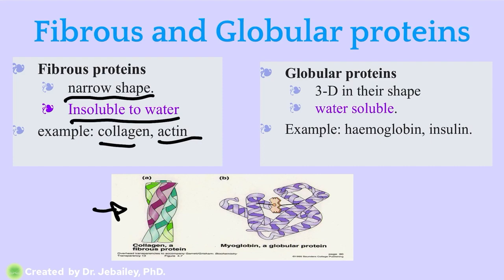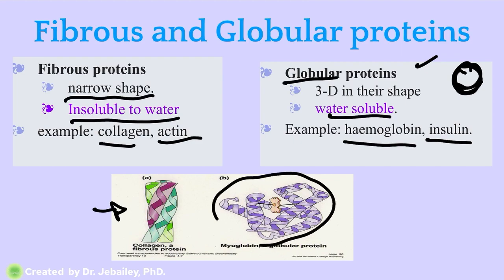They stay intact. The globular proteins are more like a 3D round globular shape, right? Because it's the word globular, you can see it's a globe, it's a circle. And it's water soluble, that means it does dissolve in water, it moves through water. In this case, we have hemoglobin and insulin. So this is the maximum you need to know. You can see that the shape right here is more globular, while this is more narrow.